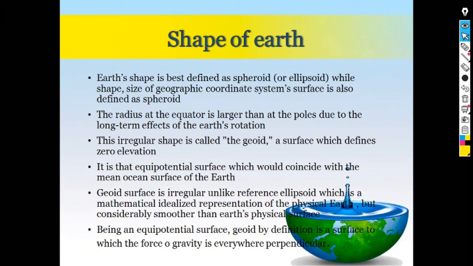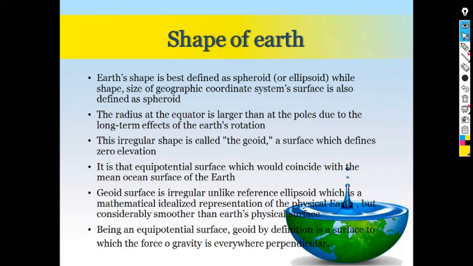For understanding topography reading, we must understand latitude and longitude. And for better understanding of latitude and longitude, we should understand the shape of Earth. Let's discuss it. Earth's shape is best defined as a spheroid or ellipsoid, while the shape and size of geographic coordinate systems surface is also defined as a spheroid. The radius at the equator is larger than at the pole due to long-term effects of Earth's rotation.